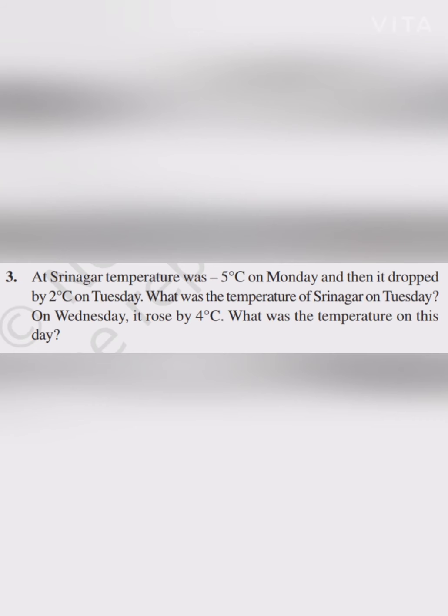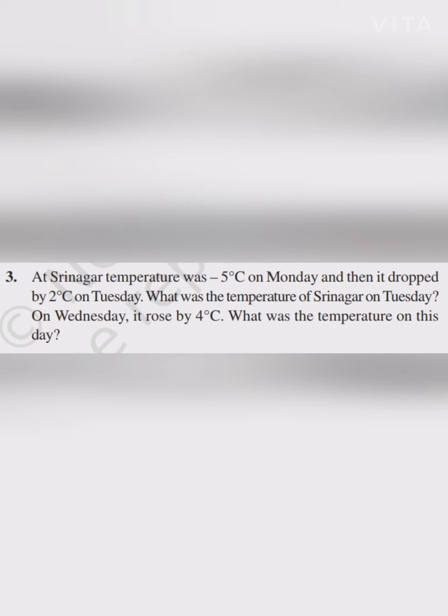Our third question is, at Srinagar, temperature was 5 degrees Celsius on Monday and then it dropped by 2 degrees Celsius on Tuesday. What was the temperature of Srinagar on Tuesday? On Wednesday, it rose by 4 degrees Celsius. What was the temperature on this day? It means that a name of place is given here, which is Srinagar, whose temperature is minus 5 degrees Celsius on Monday and then it dropped by 2 degrees Celsius on Tuesday.